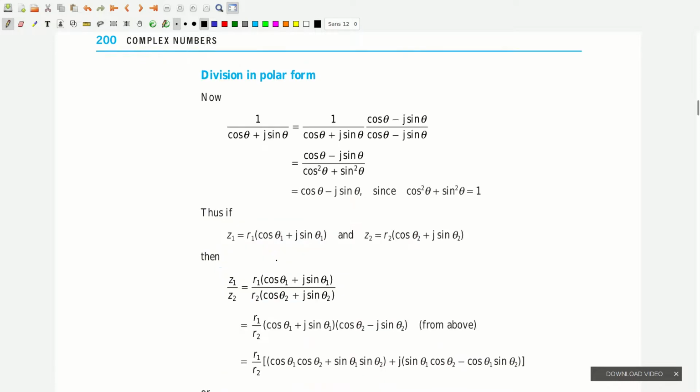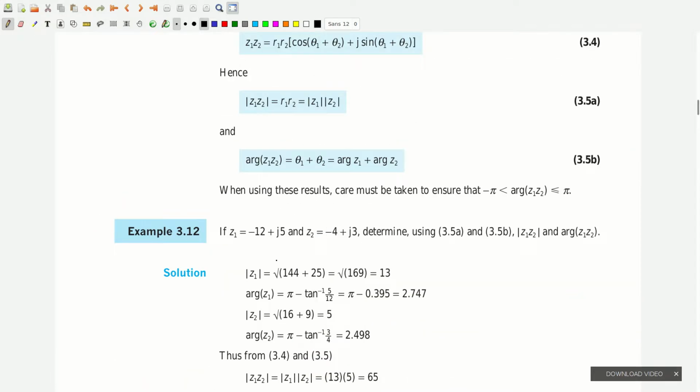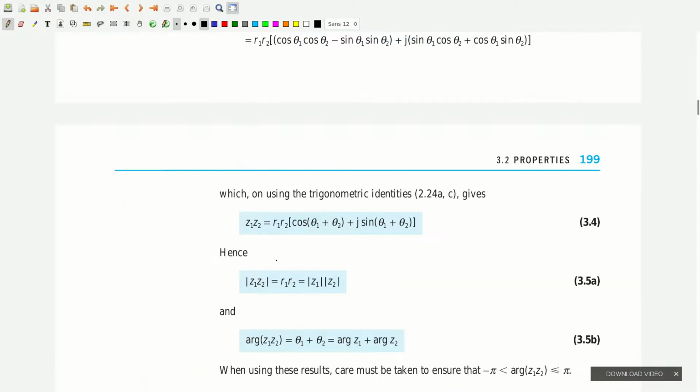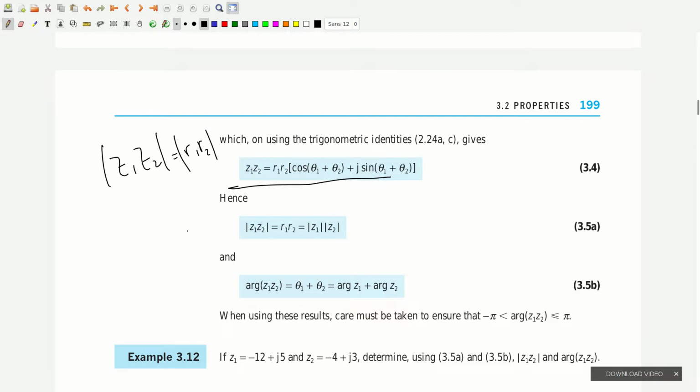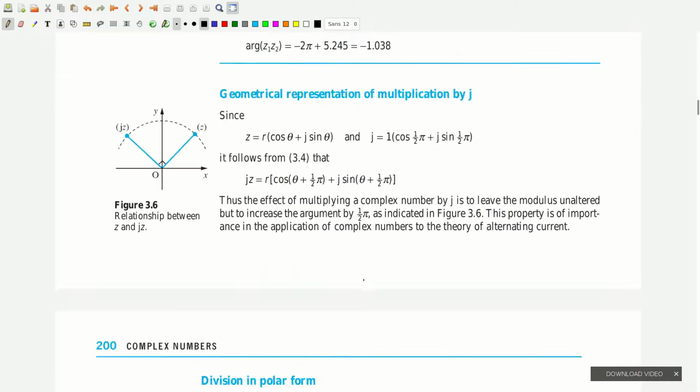3.4 was telling us that for the product of z1 and z2, the modulus is simply the modulus of r1 times the modulus of r2, and the argument is the argument of z1 plus the argument of z2.